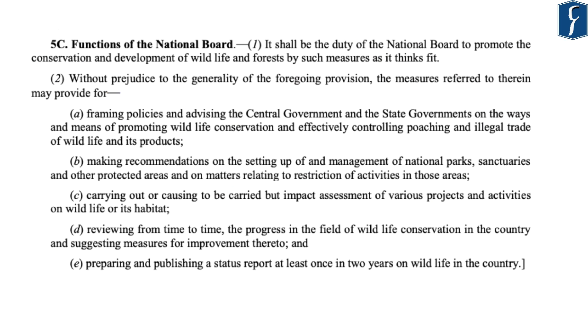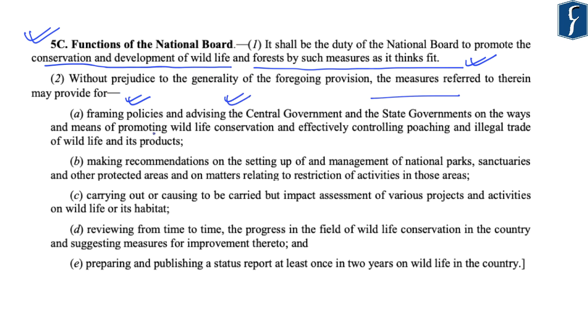So in this regard, we must know about the functions of the National Board for Wildlife. It says that the National Board should promote the conservation and development of wildlife and forests by whatever measures it deems fit. So the National Board for Wildlife can suggest policy measures as well as advise the central as well as state governments on ways and means to promote wildlife conservation and also to effectively control poaching and illegal trade of wildlife and its products.